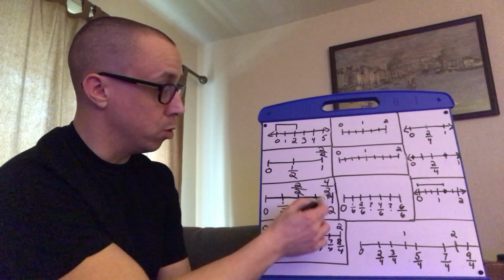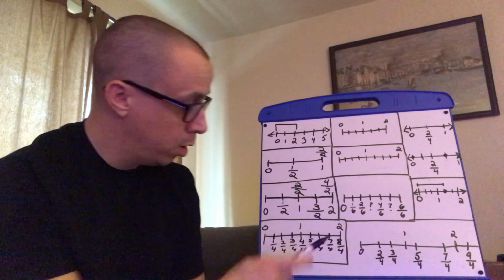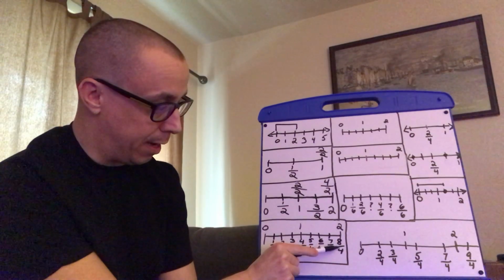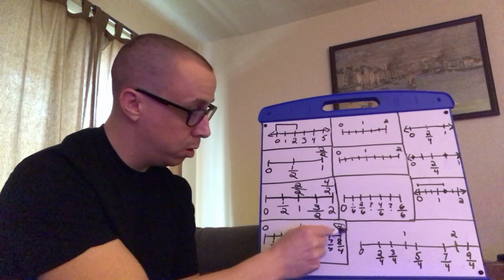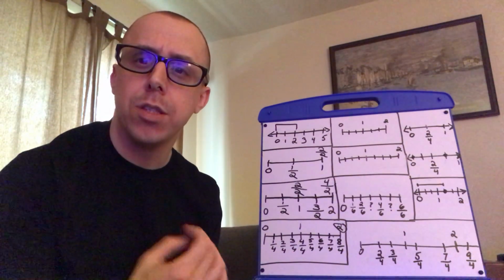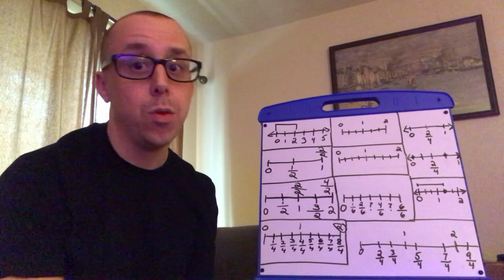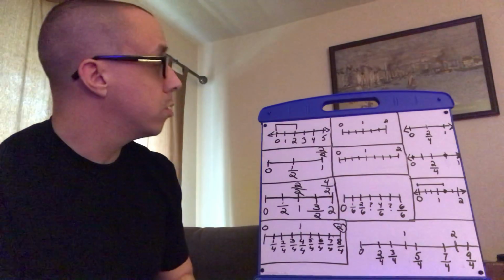4 divided by 2 is 2. Well, what's 8 divided by 4? 8 divided by 4 is 2. So that's why fractions can be represented as whole numbers and whole numbers can be represented as fractions.